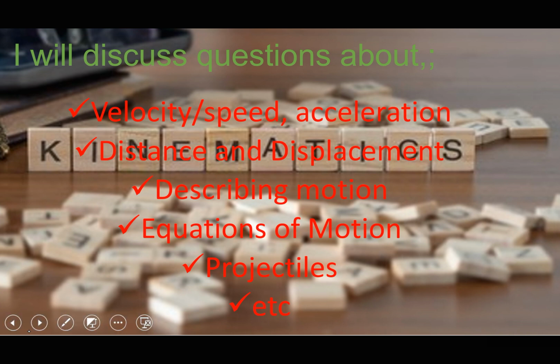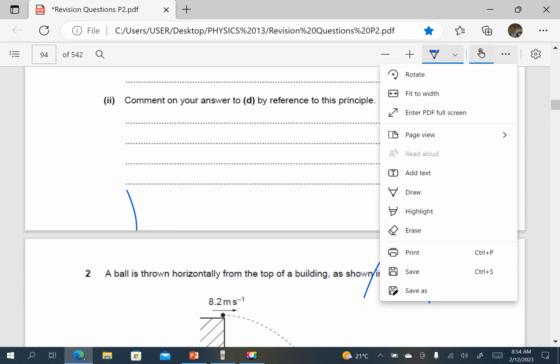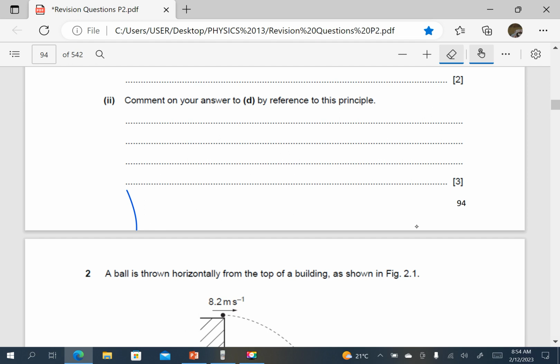Without wasting time, I would like to take you to the document so that we pick up from where we stopped in part 2. So let's move to the document. So this is the document, and I think we stopped on page 94, I guess. We stopped on page 94. And we are going to start from there.